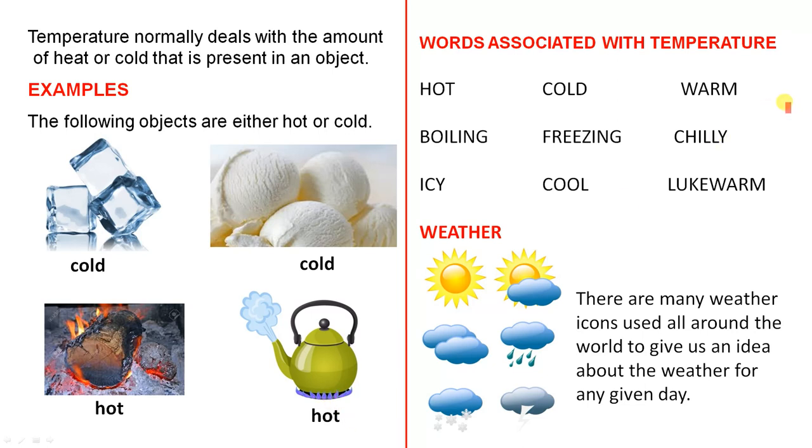Words associated with temperature. Here are just 9 examples of words that are associated with temperature, and I'm sure you can think of others. So we have hot, cold, warm, boiling, freezing, chilly, icy, cool, and lukewarm. Weather. There are many weather icons used all around the world to give us an idea about the weather for any given day. So if you see the sun, that would normally indicate a warm day, and if you see something like this, that would normally indicate a cool or a cold day. And then you've got other different items indicating various temperatures.